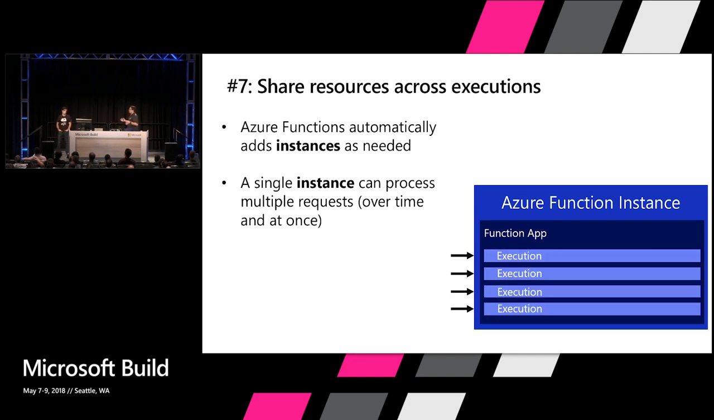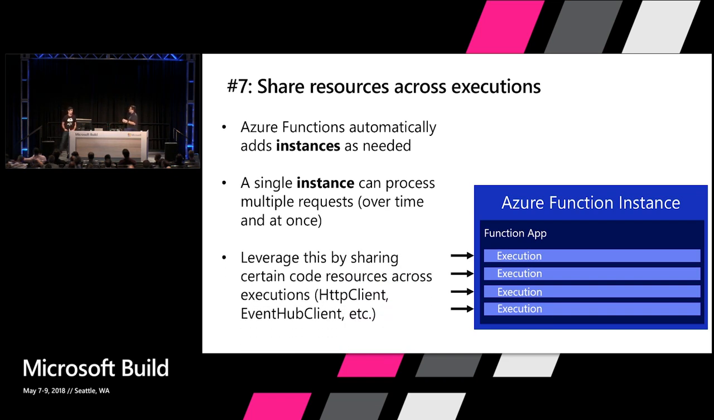So it's very possible that your single function instance could actually handle multiple executions at the same time, all on the same instance. If I'm sending like 5 requests every single second and a single request is very short, it's very possible that all 5 of those requests are being processed on the same instance at the same time. Now, the reason that I want to share that is because you can actually take advantage of this behavior.